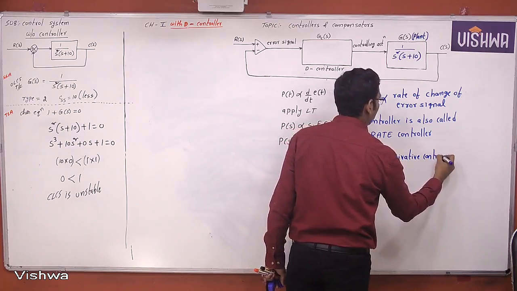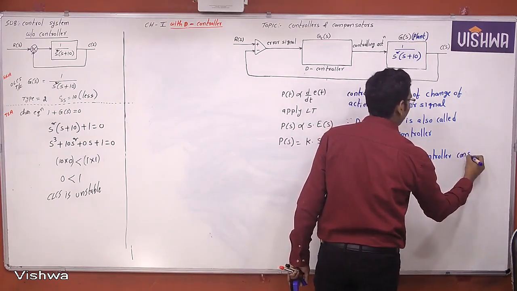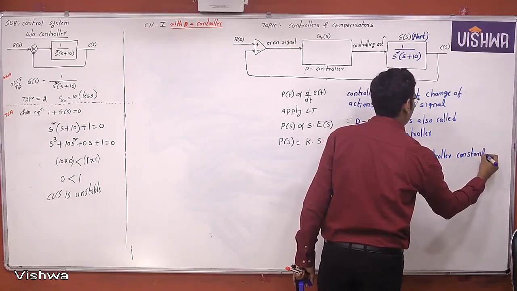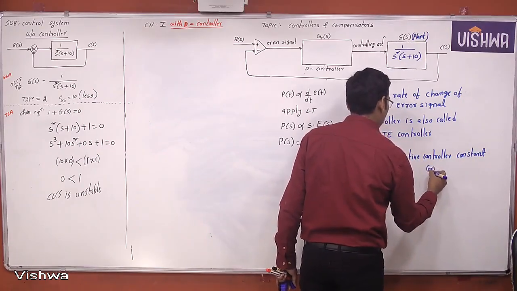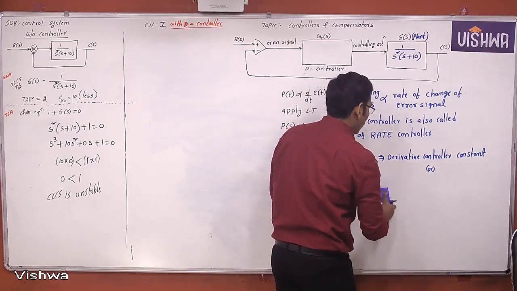Derivative controller constant, or derivative controller gain.